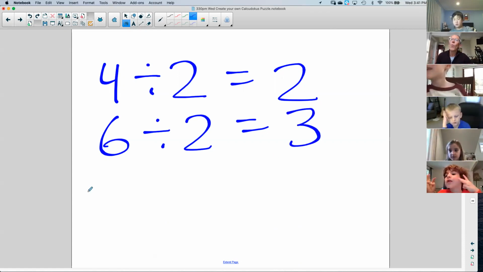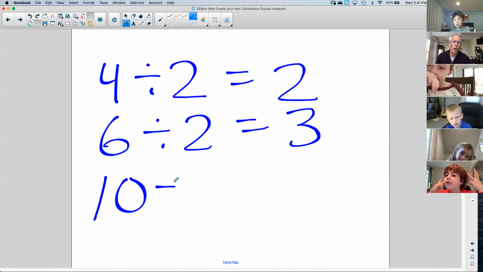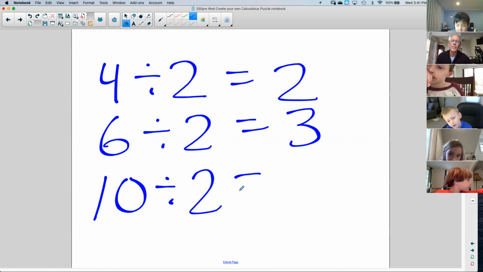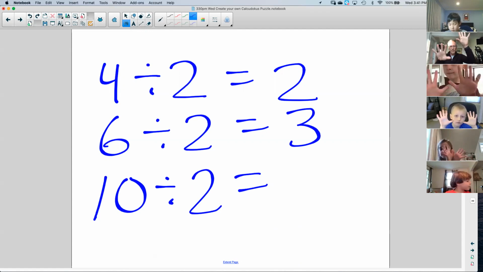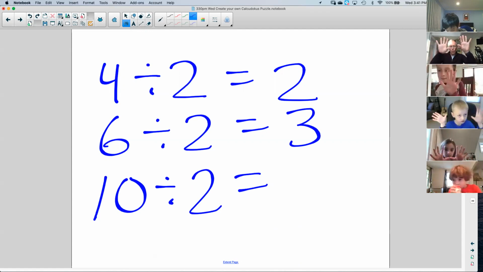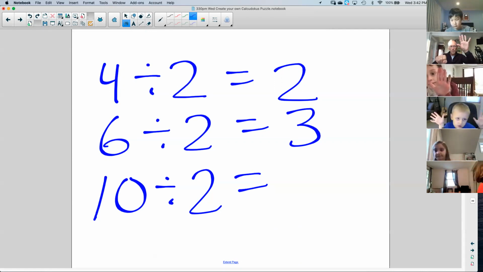3. Now, what about my favorite one? 10 divided by 2. So everybody put up 10. And I want to cut this into 2 groups. So therefore, 10 divided by 2 is? 5. It is 5.